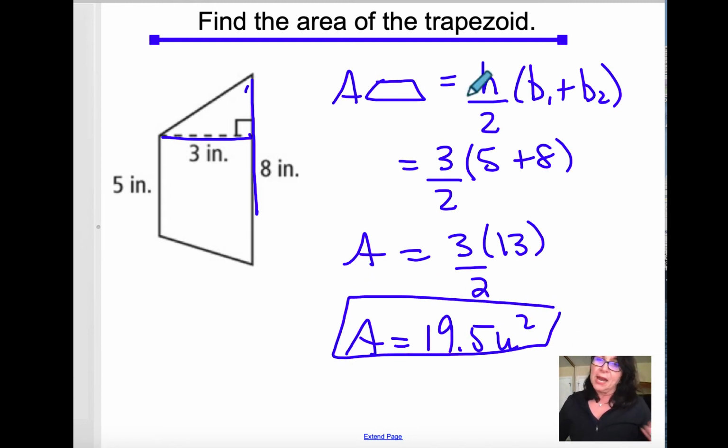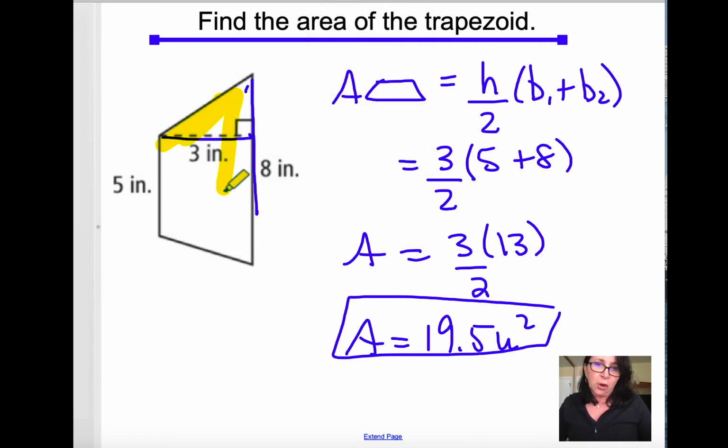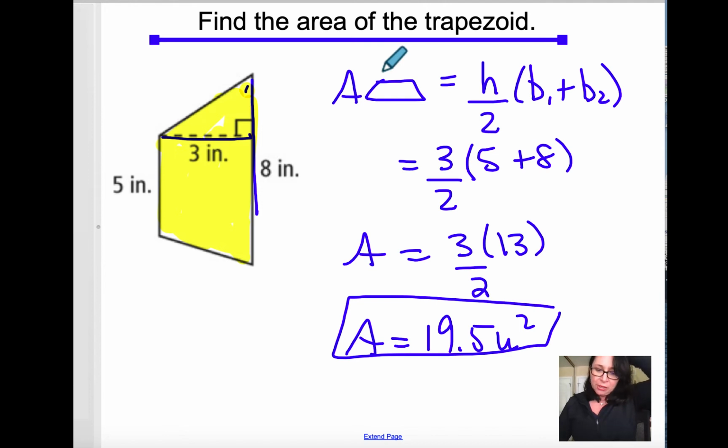And remember, area is that space inside. So if somebody's saying, hey, what's this area? It's a two-dimensional surface inside of whatever shape it is that you're looking at, okay?